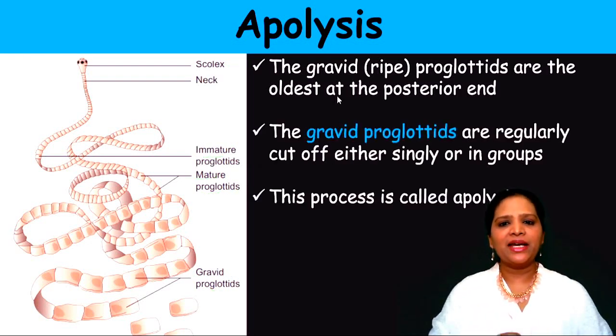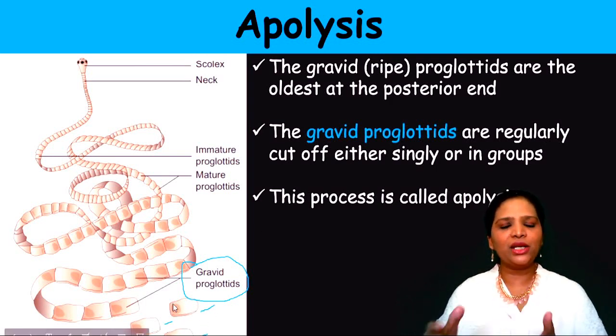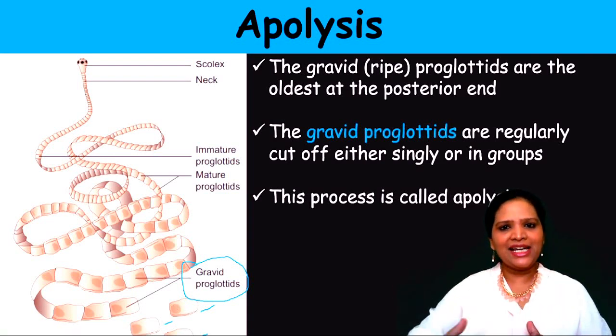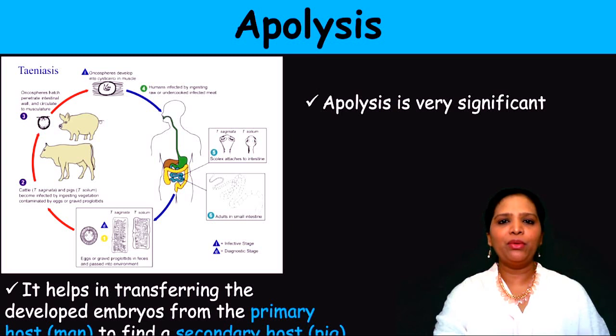So what happens here? The gravid or ripe proglottids are the oldest, at the posterior end. I told you, these are called the gravid proglottids, or the oldest ones, present at the very extreme end of this organism. And the gravid proglottids are regularly cut off, either singly or in groups. See here, the organism cuts off these proglottids either individually or in groups, like 2, 3, 4. It releases that particular area from its body. So this process is called apolysis.